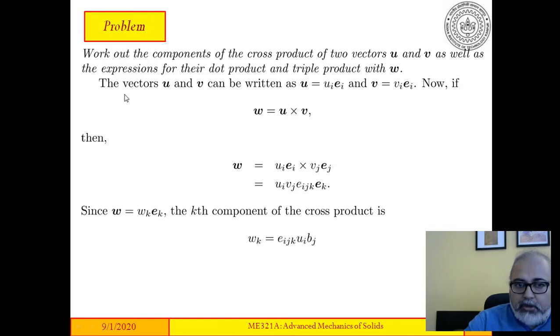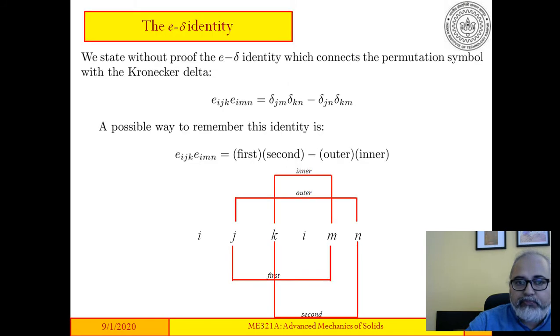Okay, so this was the problem. Now we have another thing called the E delta identity, which is a relationship between E and delta. It is easy to prove from a vector identity, but we will not prove it. So what it says is Eijk Eimn. Remember, I is the repeated index. Jk, Mn are free indices. Only the first index is repeated. It is equal to delta Jm delta Kn minus delta Jn delta Km.